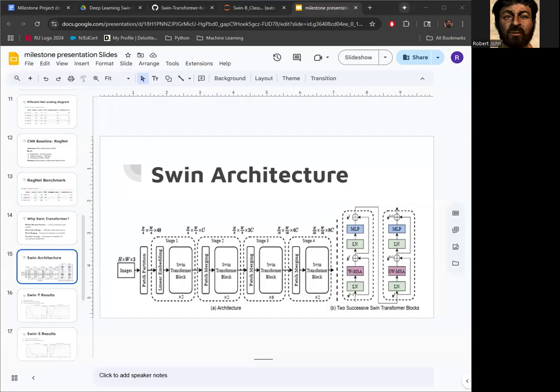Inside each Swin transformer block shown on the right, we have 2 main layers. One uses window-based multi-head self-attention, and the other uses shifted window to let neighboring windows exchange information. Each attention layer is followed by layer normalization, a residual connection, and a multi-layer perceptron. By stacking these stages, Swin builds hierarchical multi-scale features, efficient like CNNs.